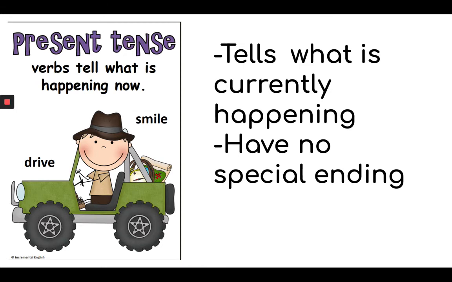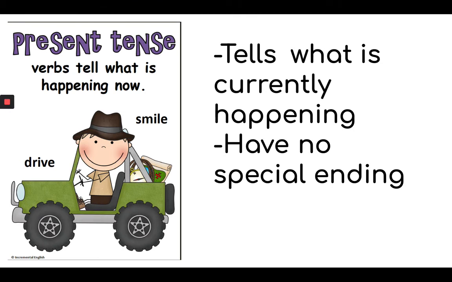The next verb tense is the present tense. This tells what's happening right now. These words don't have any special ending. So these are what you think of when you normally think of a verb. Eat, play, smile, drive. And I can check this by using the words right now. So I smile right now. That makes sense. I play right now. That also makes sense. So using these tricks can really help you decide if you're using the right verb tense.